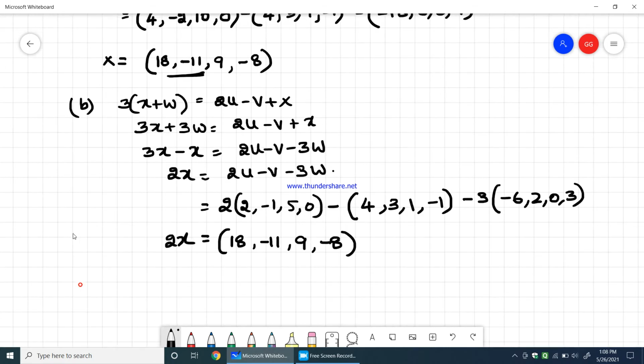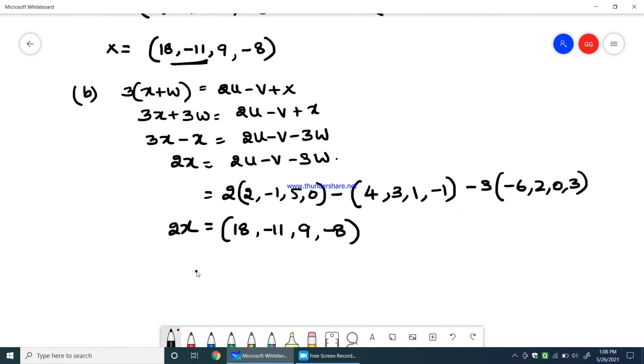Now x will be equal to 18 by 2 divided by 2. So this 2 gets divided with each of these elements. So 18 by 2 is 9, minus 11 by 2 is minus 5.5, and 9 by 2 is 4.5, comma minus 8 by 2 is minus 4. So this is the vector x for the second one.